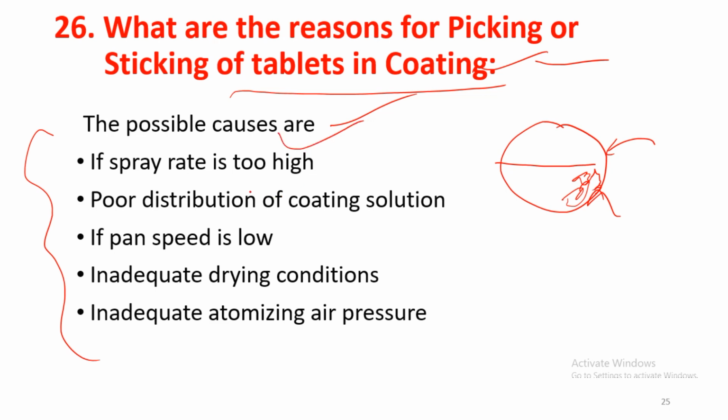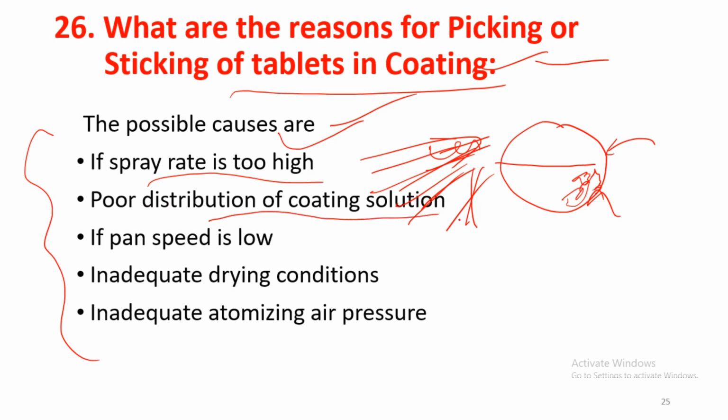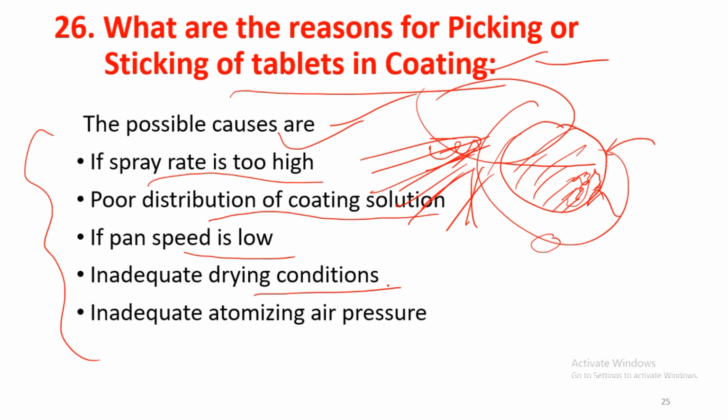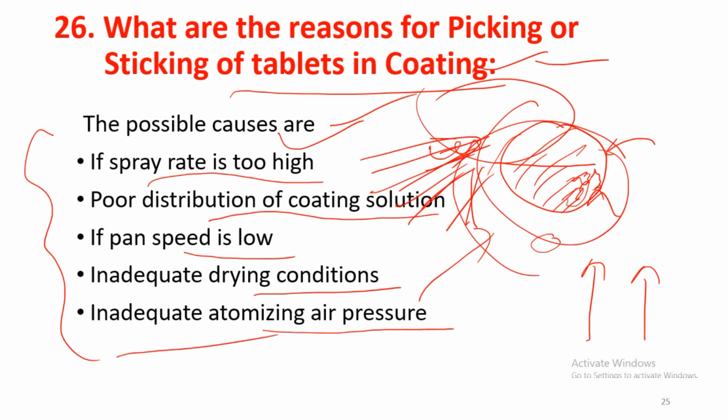The possible causes are if the spray rate is too high, whenever we are spraying more than enough, and poor distribution of coating solution, where the solution is not properly distributed, meaning somewhere we are distributing more, somewhere less. Also if pan speed is low, inadequate drying conditions, where the drying condition is not proper, and inadequate atomizing air pressure.